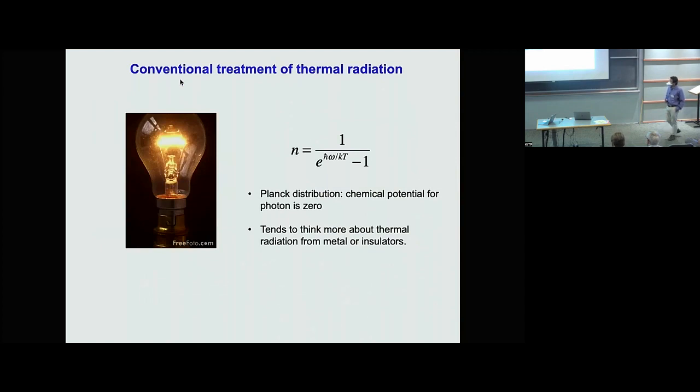We heard a lot of talk about thermal radiation, and so this is the picture that I like about a thermal radiator. And there are two aspects of it when we typically treat thermal radiation. First of all, we typically assume a Planck distribution with a zero chemical potential for photon. And secondly, in most of the work that you have seen about thermal radiation control, one tends to think more about thermal radiators that are built from metal or from insulators. Semiconductors, in fact, are very interesting thermal radiators.